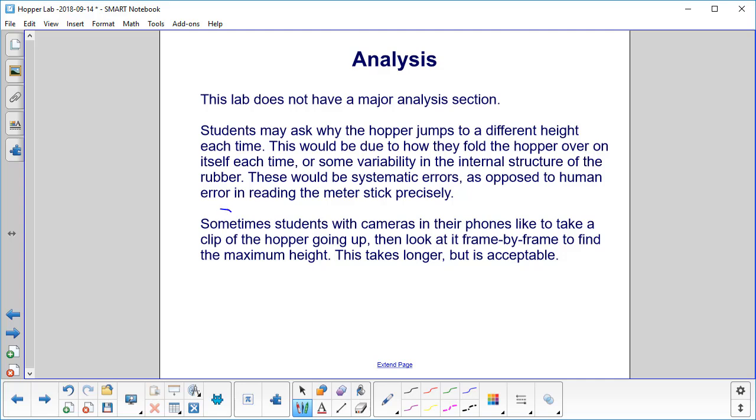As mentioned earlier, sometimes students with cameras in their phones like to take a clip of the hopper going up, then look at it frame by frame to find the maximum height. This takes longer, and frankly not always acceptable. That's pretty cool.